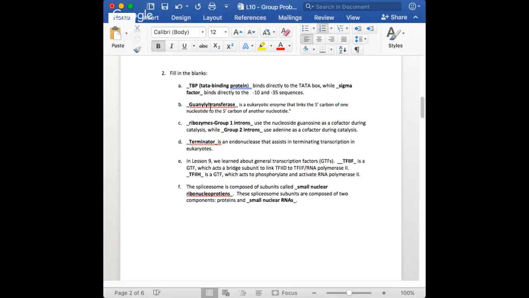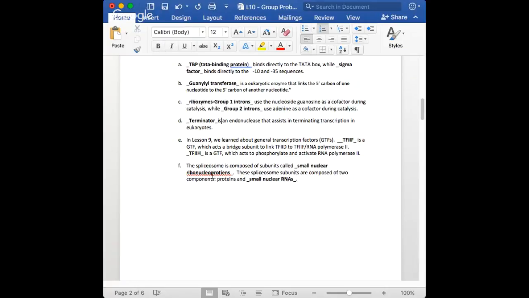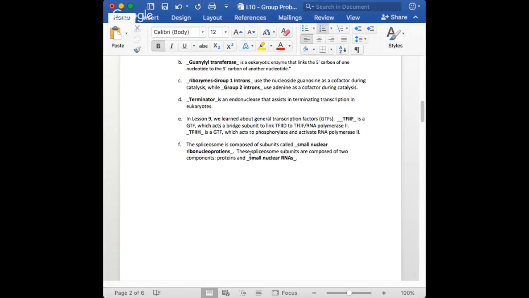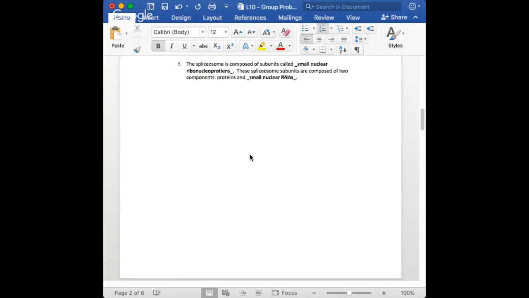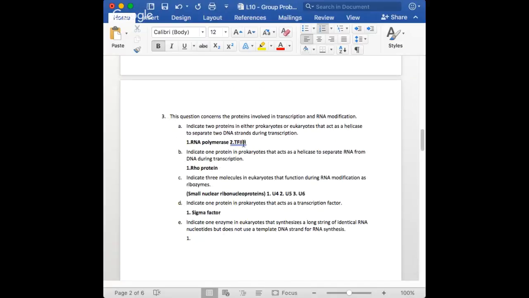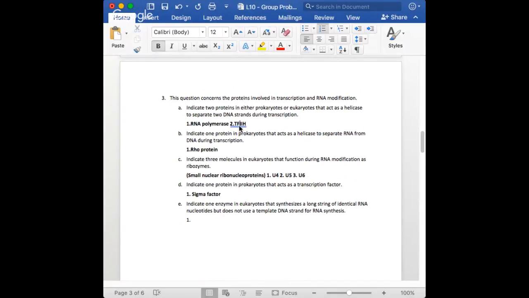TFIIF is the GTF which acts as a bridge subunit to link TFIID to TFIIF/RNA polymerase II. TFIIH is a GTF which acts as a phosphorylase and activates RNA polymerase II. The spliceosome is composed of subunits called SNRNPs, and they're composed of two components, protein and small nuclear RNAs.